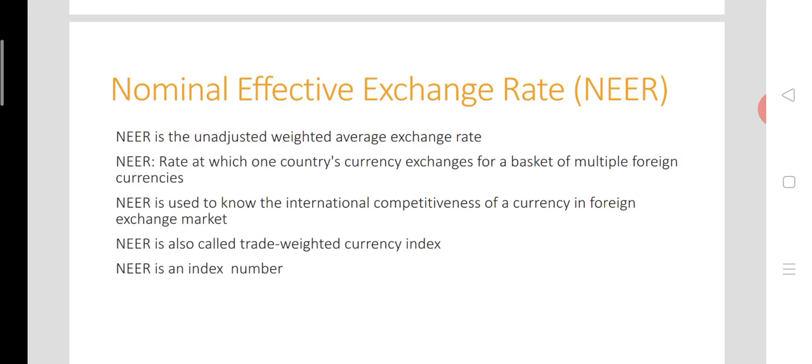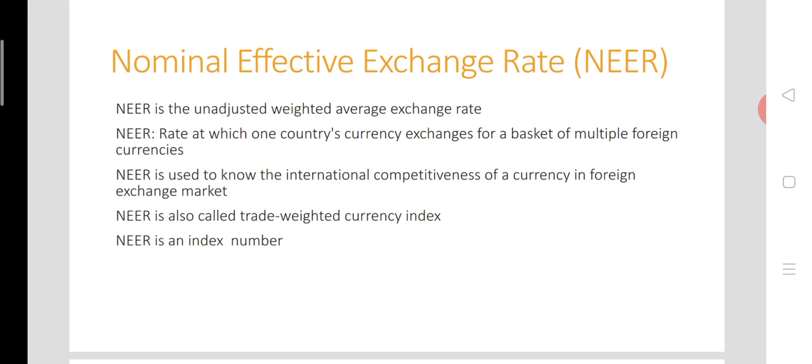But here we have to understand nominal effective exchange rate. Nominal effective exchange rate is NEER. This is not a nominal exchange rate, this is nominal effective exchange rate. So NEER is an unadjusted weighted average exchange rate. This is unadjusted for inflation in the economy. Even though it is unadjusted, this is a weighted average exchange rate, which means it has great significance. This is in fact an effective exchange rate, as it is the weighted average exchange rate.